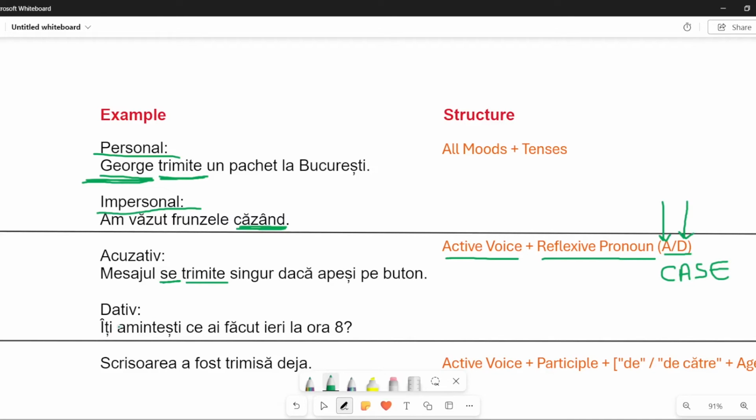In dative, however, you remember, to yourself. There is a sense of direction to the action. This is an arrow. Check the cases video if you don't get it.